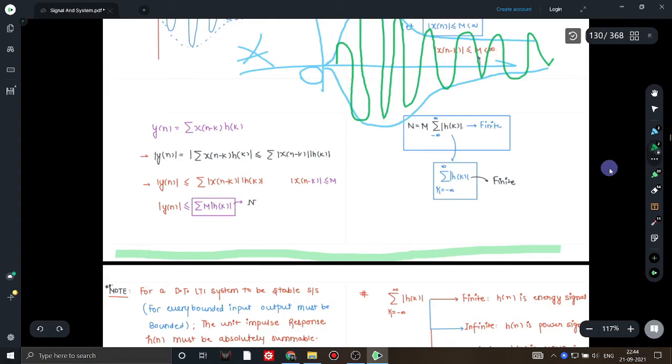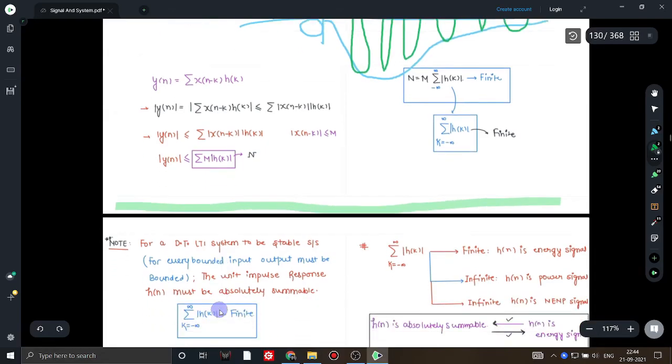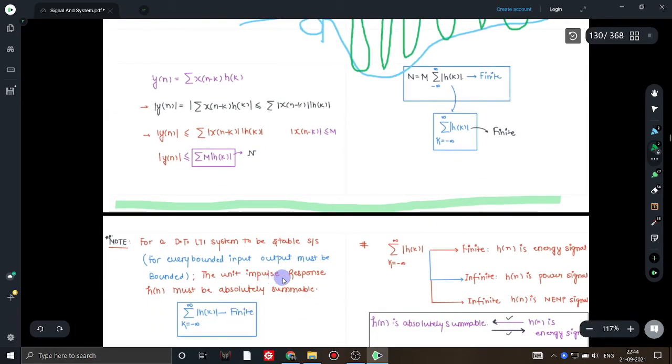Now, for a discrete time system to be stable, every bounded input must produce a bounded output. The unit impulse response h[n] must be absolutely summable. Similar to the time function that we have studied earlier, an LTI system is stable when the impulse response is absolutely integrable.